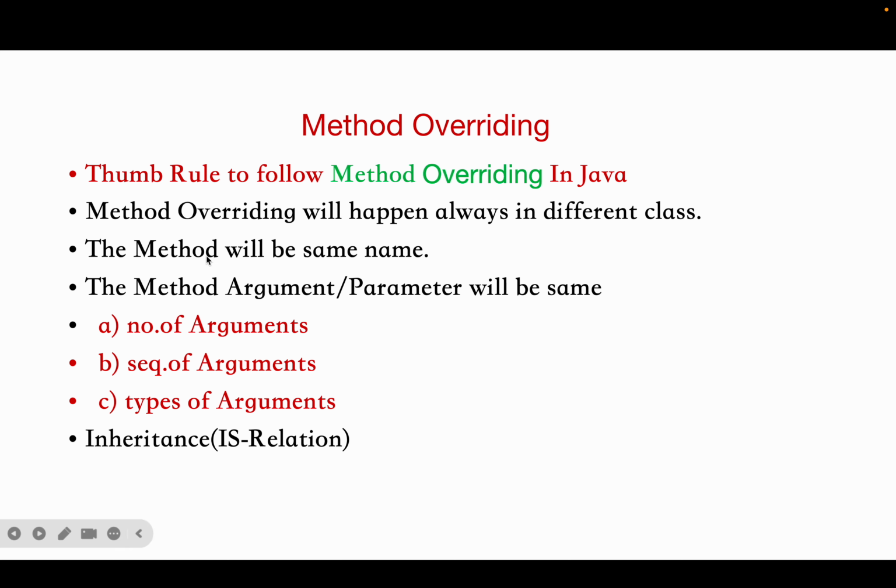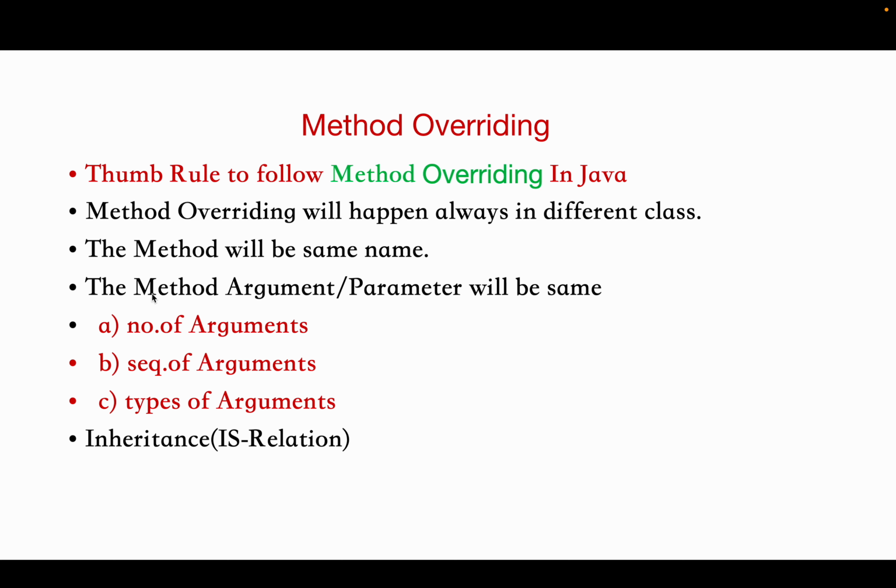Then, the second thing: the method name will be the same. If you give a different method name, then you are not able to perform method overriding. You should be aware of that too. That's why I mentioned these are the thumb rules. If you are going to perform the method overriding concept in your Java implementation, you need to be aware of all these points. First, method overriding always happens in a different class, parent and child. Then the method name should be the same, obviously 100%. Then you can perform method overriding.